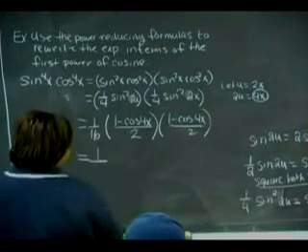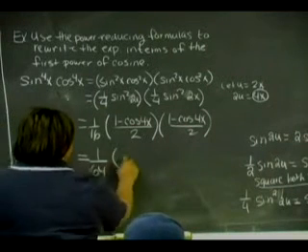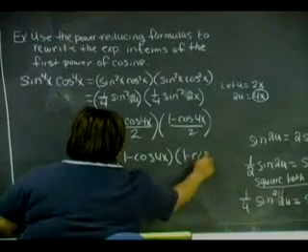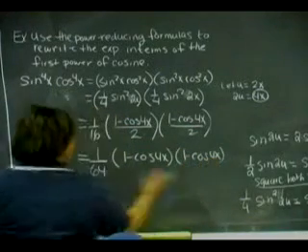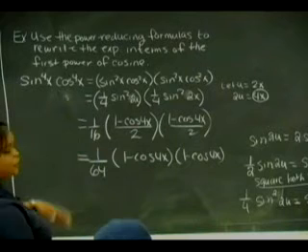To make what? What's 4 times 16? 64. And now I can multiply this out, and I'm still going to have a cosine squared, but I can in turn get rid of it.